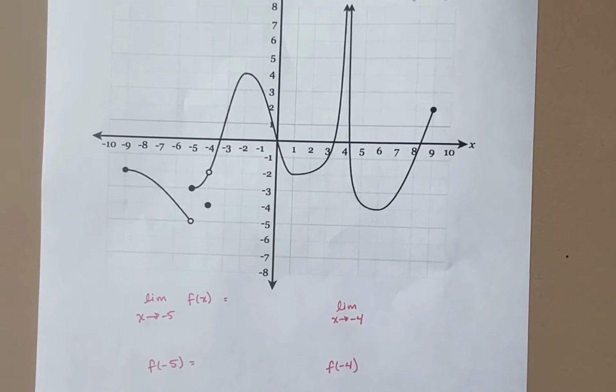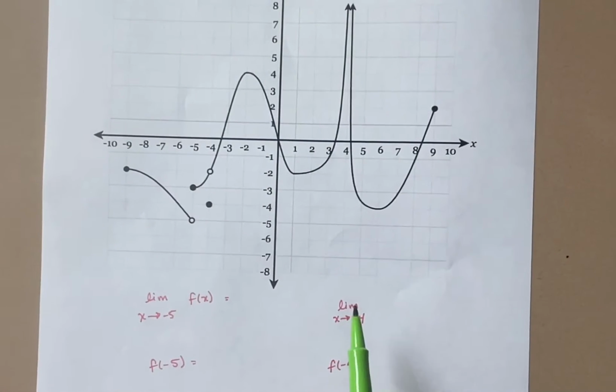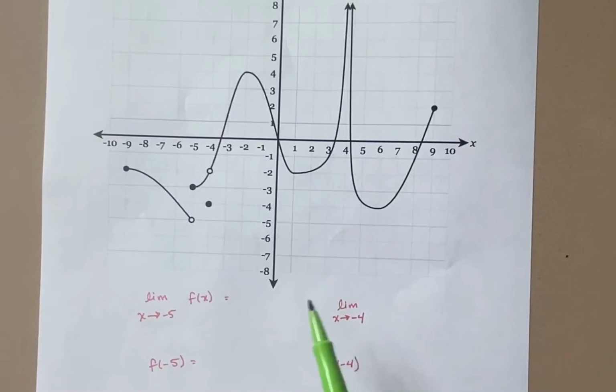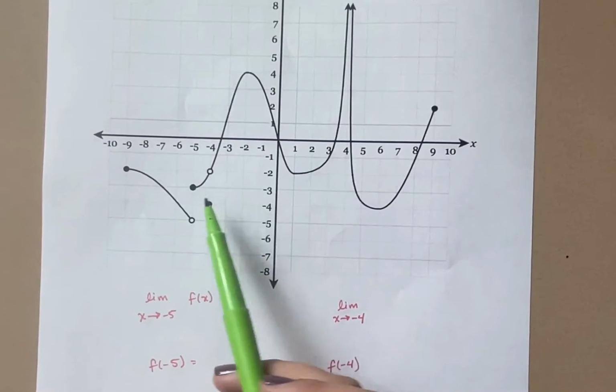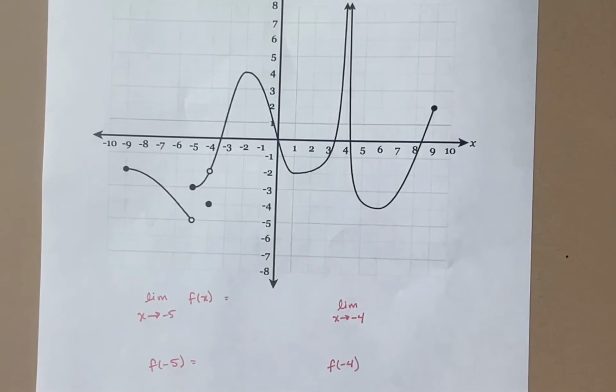So we're going to talk about a couple of different limits from this graph. There are multiple discontinuities here. There's one here at -5, here at -4, and here at +4. So let's start by focusing at -5.